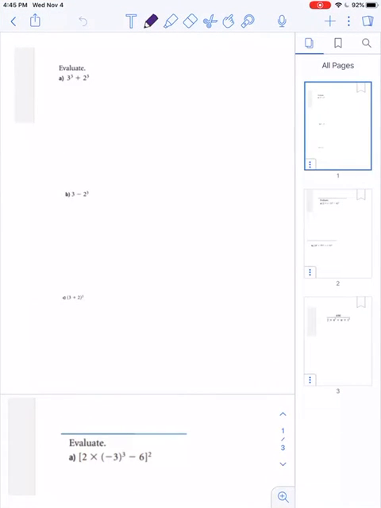Priority of operations with equations containing exponents. So when we're doing priority of operations, we always have to follow BEDMAS. As you remember, B is for brackets, E is for exponents, D is division or multiplication, whichever one comes first, and last we're doing adding and subtracting.